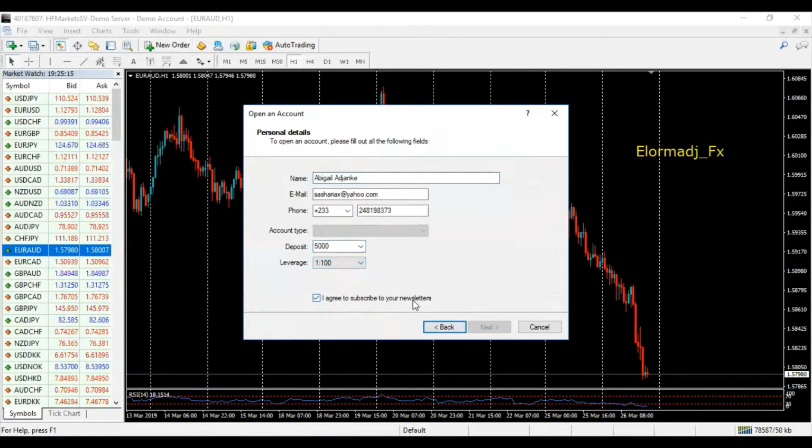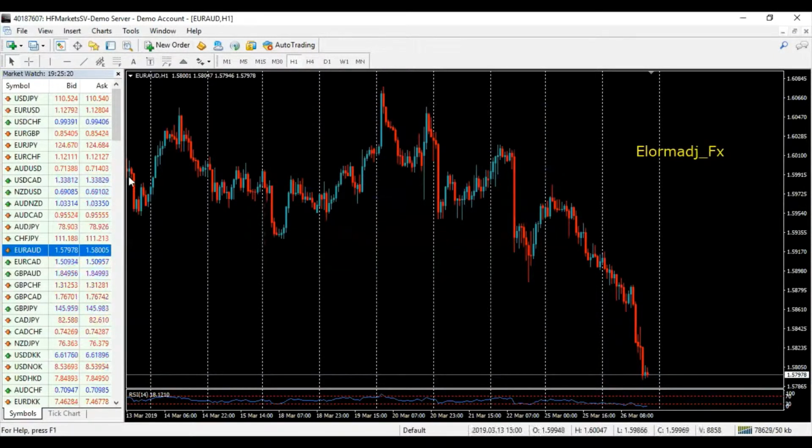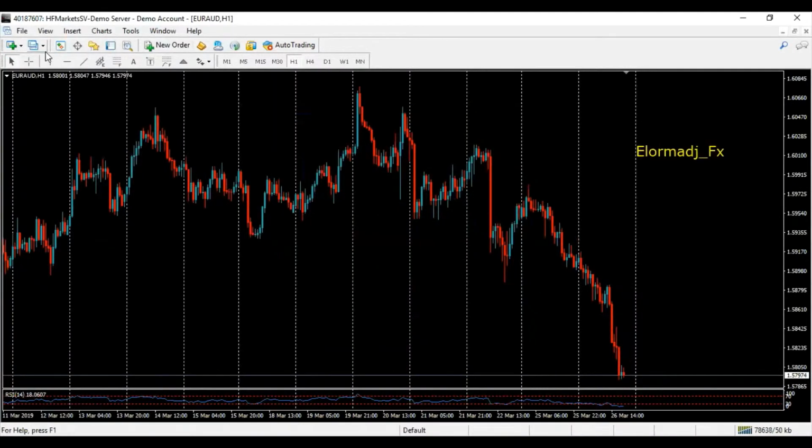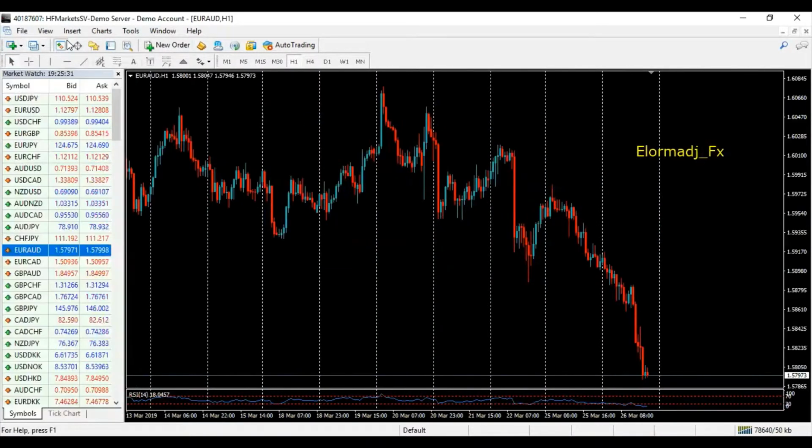So guys, this is very easy. I already have the demo account, so let's go ahead with it. We have the market watch. Let's go back again. We have the currency pairs here. Let's focus on the major things. So we have the market watch.